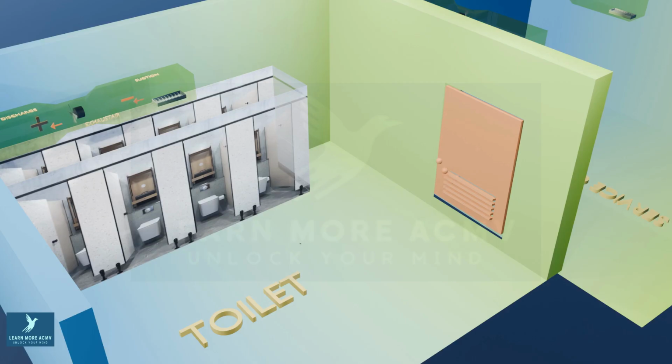So the correct design is to rely on the exhaust fan to pull air from the toilet through the door louver. This keeps the toilet under negative pressure and prevents air from escaping to other spaces.